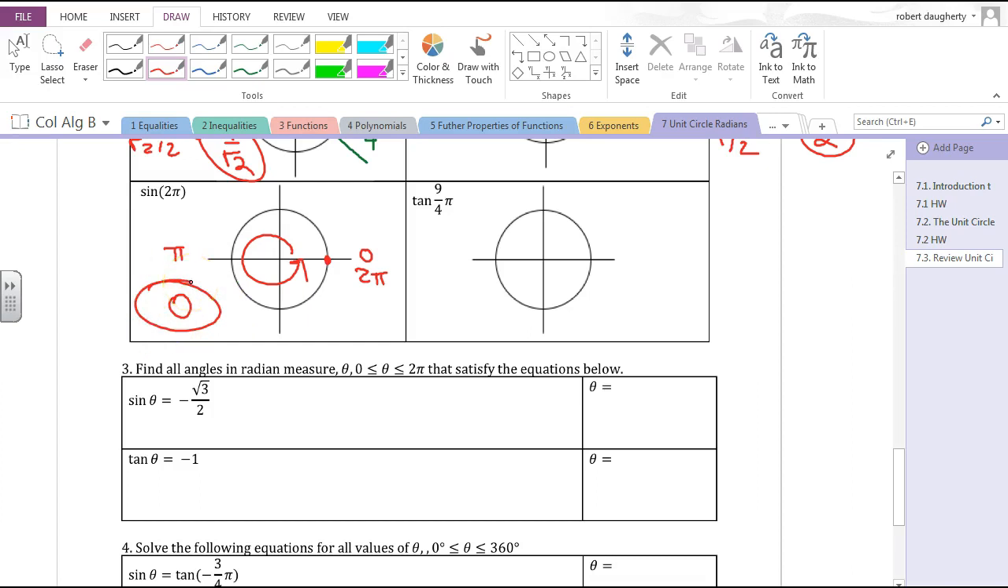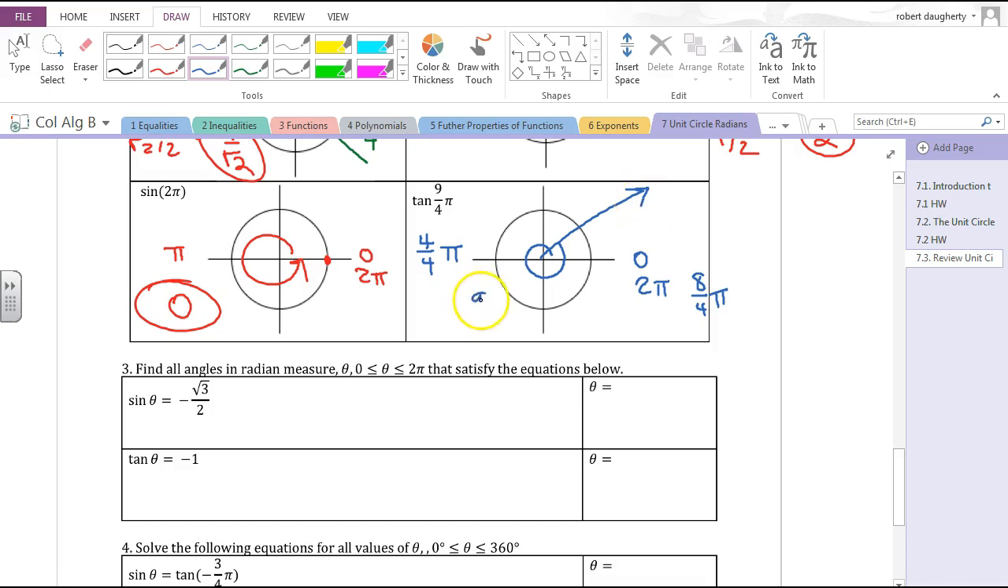Tangent of 9/4 pi. So let's draw the angle. So this is 0. This is pi. Let's call it 4/4. And then when I get back to 2 pi, let's call that 8/4 pi. So that means 9/4 pi is a bit further than 8/4. So I go to 8/4.